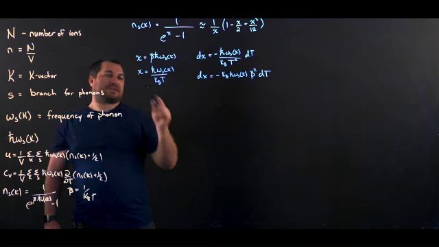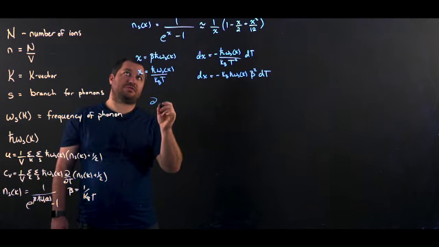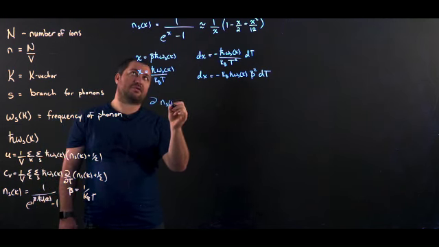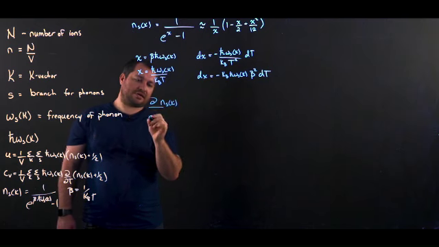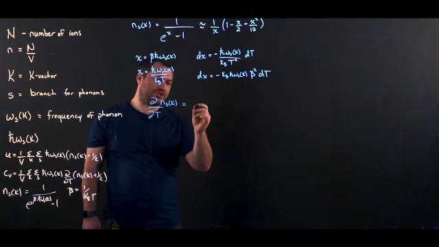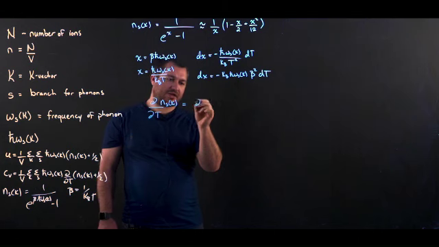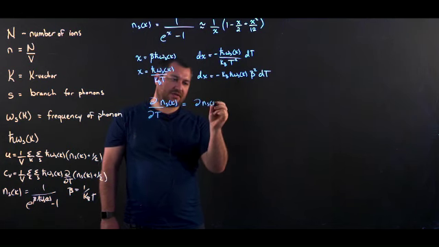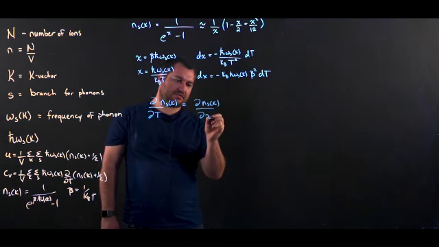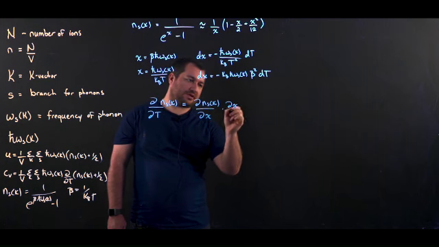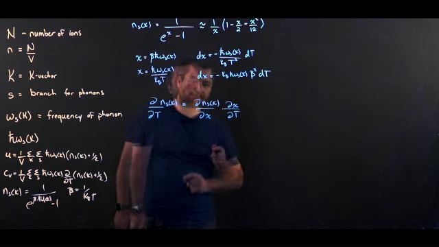Now, going back to this thing here, if I was to take the derivative of n_s of k with respect to T, I can now apply the chain rule and say that that is actually the derivative of n_s of k with respect to x times the derivative of x with respect to T.